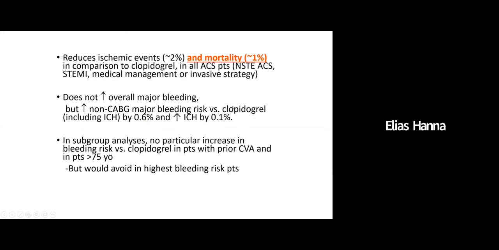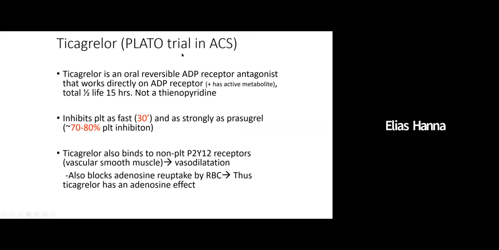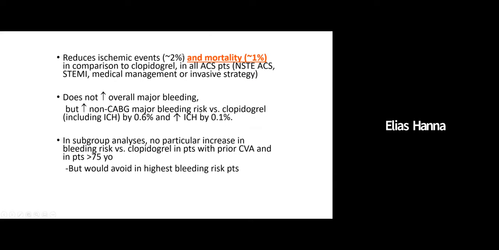All right. So what happened? What did ticagrelor achieve in the Plato trial? It reduced ischemic events similarly to prasugrel by about 2% compared to Plavix. This is in comparison with Plavix, not with placebo. Importantly, it reduced mortality by 1%, which is also rare in those antiplatelet trials, and this is a difference compared to prasugrel. Prasugrel, again, did not reduce mortality.